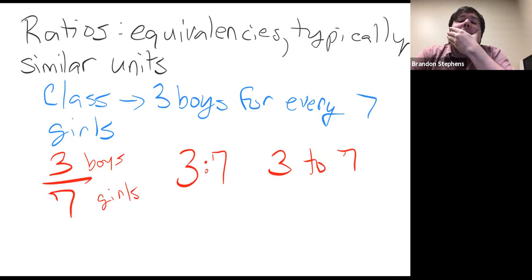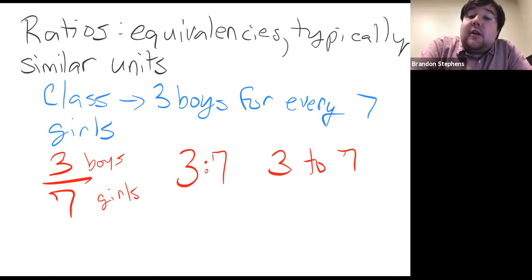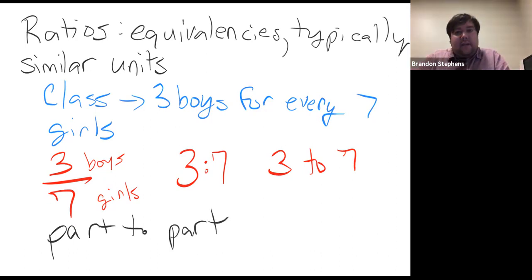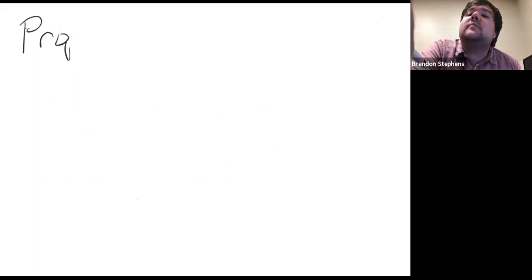And typically, one thing to keep in mind with ratios is it's typically used when you have this part-to-part idea, right? You don't have a total here. You've got 3 boys to 7 girls. That's going to be your ratio of boys to girls. Now, you can also use ratios with the whole perspective, the part of a whole, but typically we refer to those as proportions.